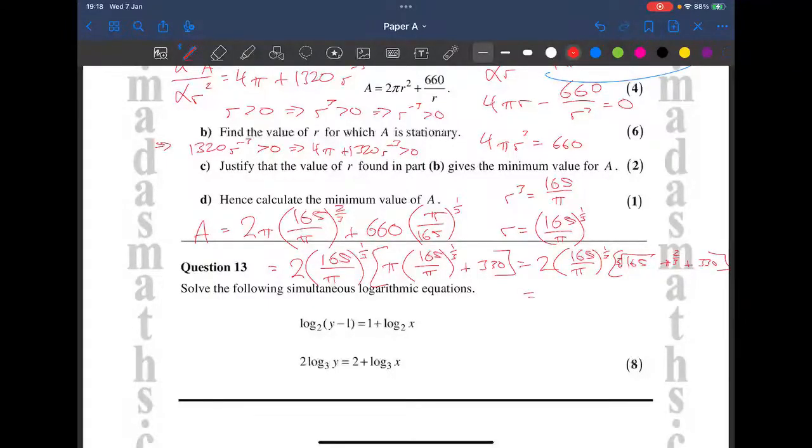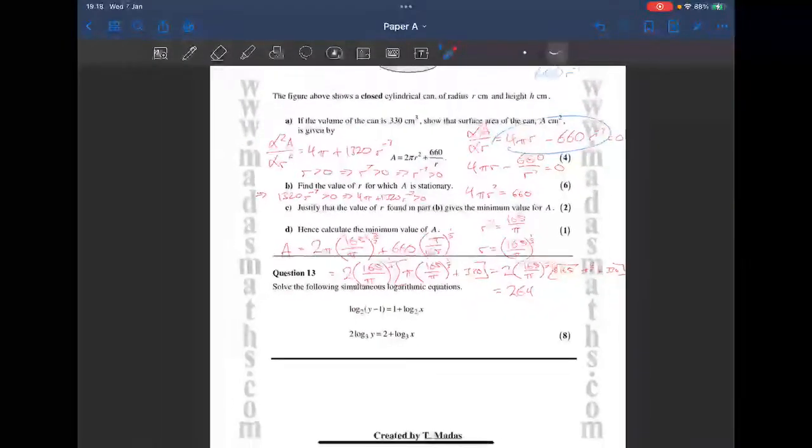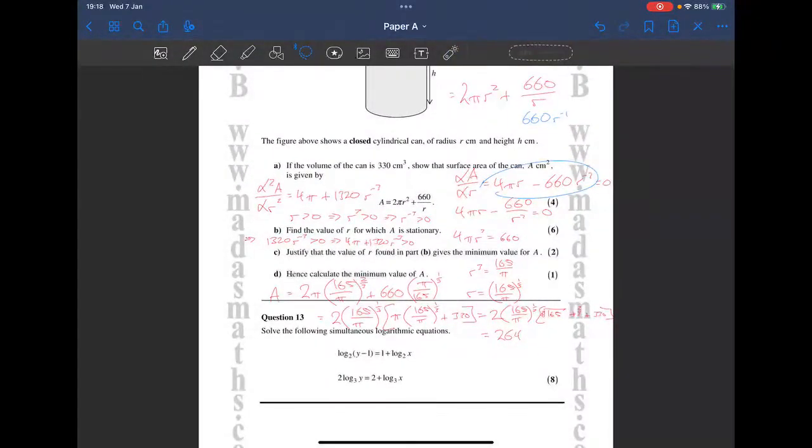Always double check as well. Does that seem realistic? We had a volume of 330. This is just a can, like a can of Coke you'd get in a shop, something like that. So this seems about right. I don't know off the top of my head what the area of a can of Coke should be, but this does seem about the right sort of number that we should get. Not a huge area, but not obviously a tiny minuscule one either.